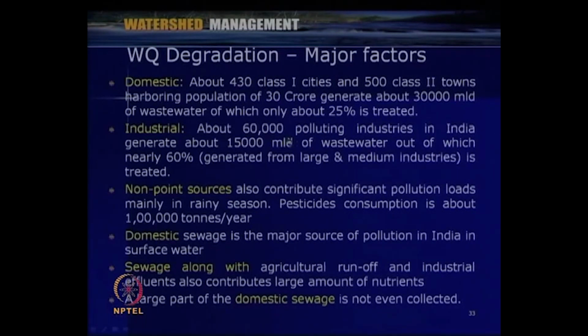Then industrial: about 60,000 polluting industries in India generate about 15,000 million liters per day, of which only 60% is treated. The non-point source of pollution contributes a significant pollution load, especially from overland and agricultural sources. Domestic sewage is the main source of another type of pollution for surface water. Sewage along with agricultural runoff and industrial effluents also contributes large amounts of nutrients.